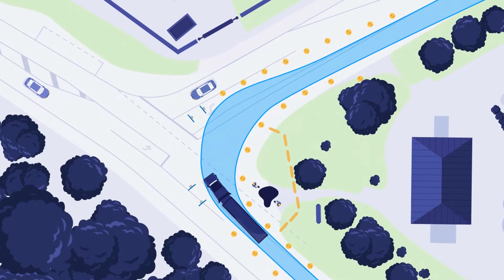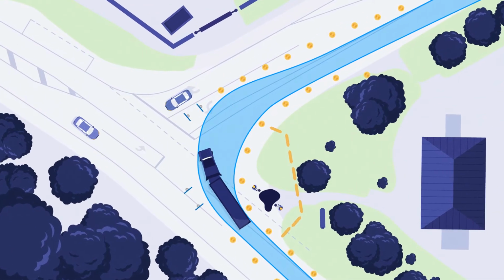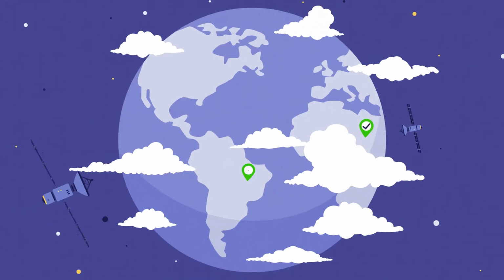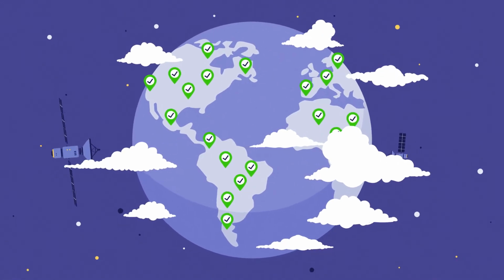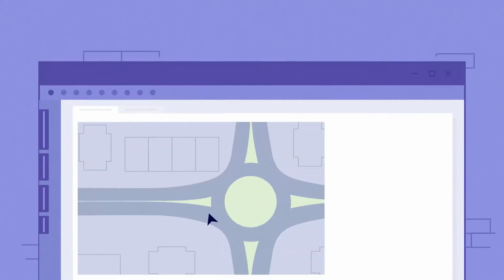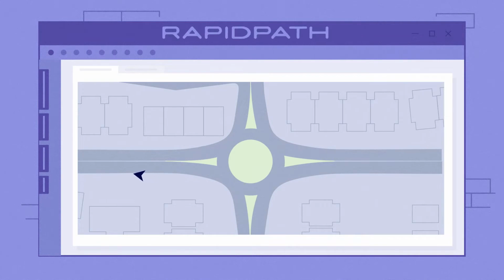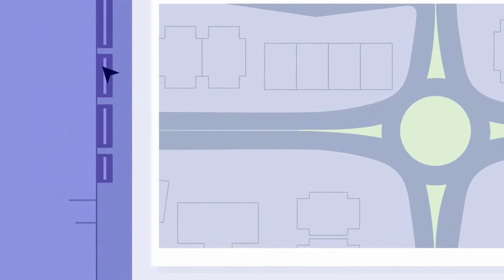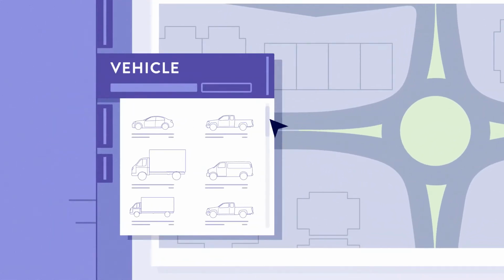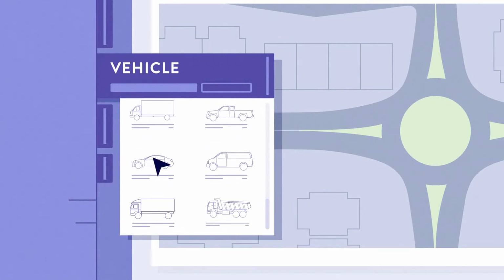Because for over 20 years, Invarion has provided thousands of businesses and government agencies across the world with easy-to-use traffic planning solutions. Invarion now introduces RapidPath, an intuitive standalone software solution that enables you to prepare precise turning simulations rapidly.